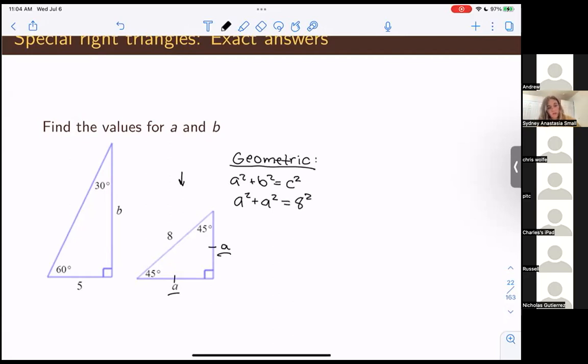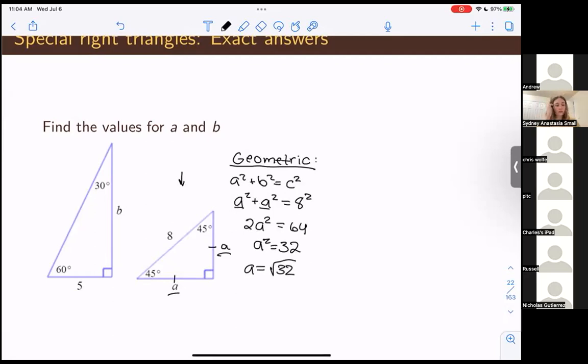A squared plus a squared, that's 2a squared. So we're still only working with one equation with one unknown, which is solvable. So we get that 2a squared, adding these two together, is equal to 64, which gives us that a squared is equal to 32. Just got that by dividing both sides by 2. So a is equal to the square root of 32.